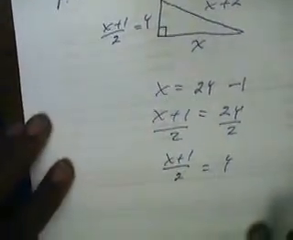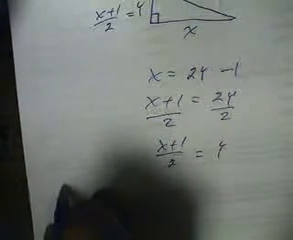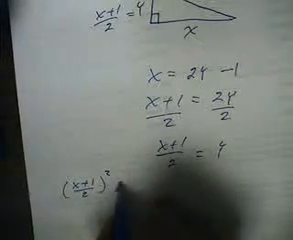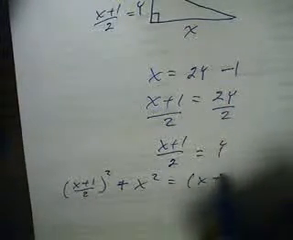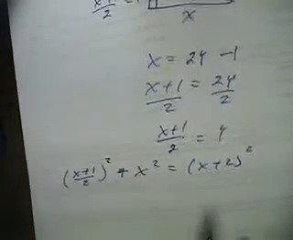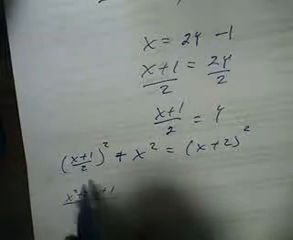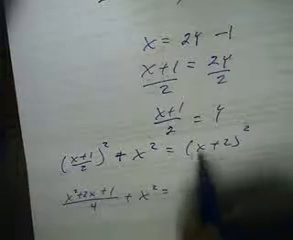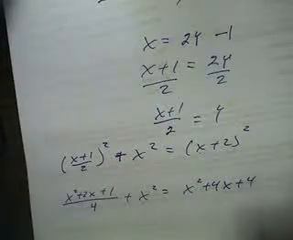So using the Pythagorean theorem, which says that one side, x plus 1 all over 2 squared, plus this side right here, x squared, will equal x plus 2 all squared. Alright, using binomial expansion for the numerator, this is going to end up being x squared plus 2x plus 1. The denominator is going to be a 4. This is already x squared, and the expansion of this will be x squared plus 4x plus 4.